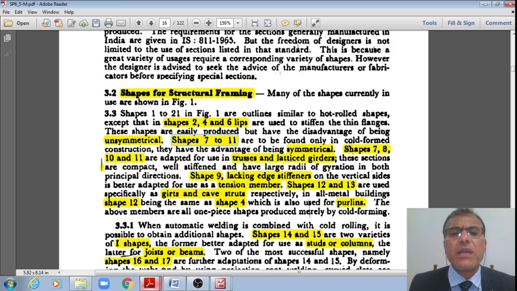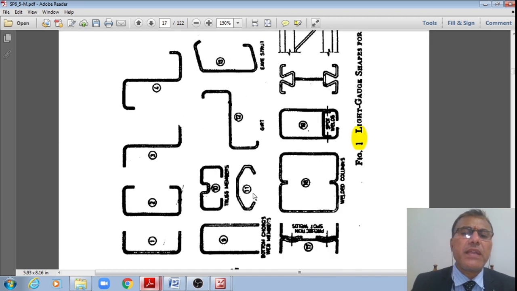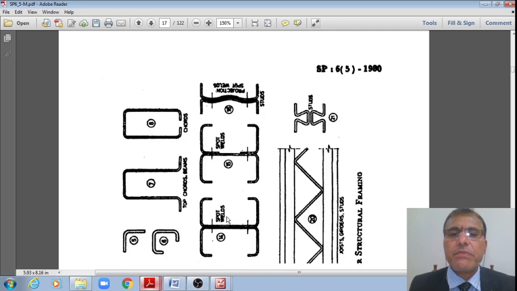And coming to the other shapes, shape 9, which lacks the edge distance on vertical sides, is better adapted for use as a tension member, right? Now let us see this shape 9. Here we don't have any lips, therefore it is generally used as a tension member, right?